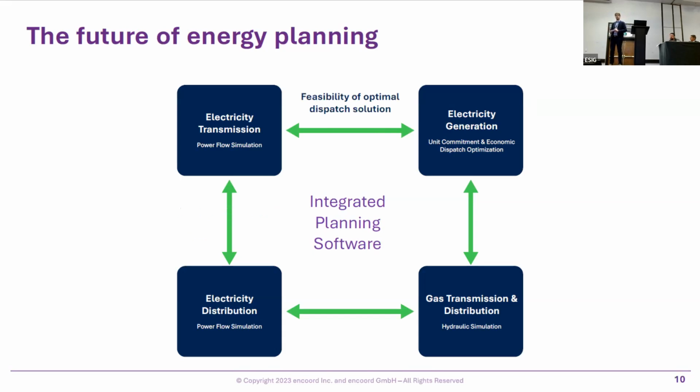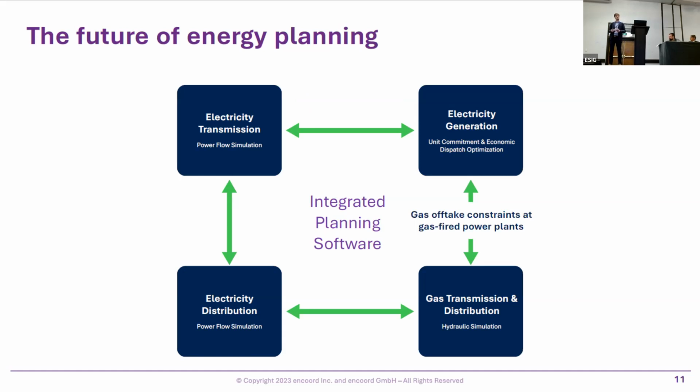An integrated planning software that can run both power flow simulations and production cost modeling using the same input data set can now understand the feasibility of different dispatch solutions that are becoming more diverse and harder to forecast as we integrate more variability and uncertainty in our system with renewables and storage.